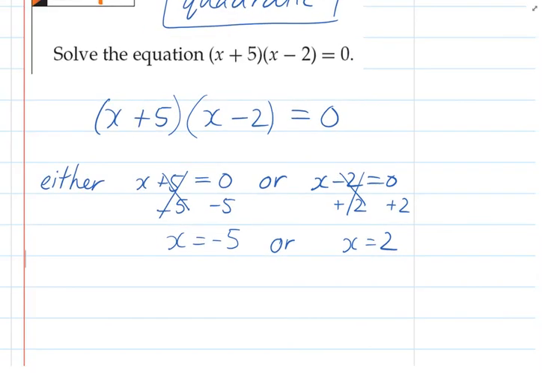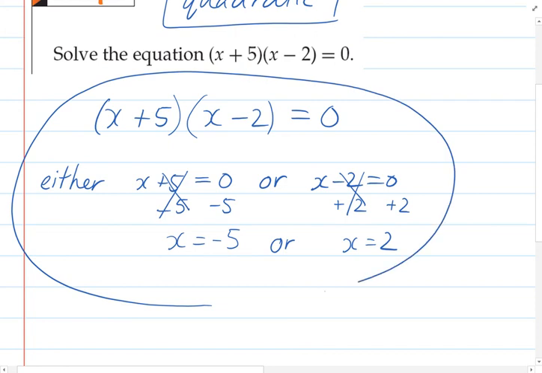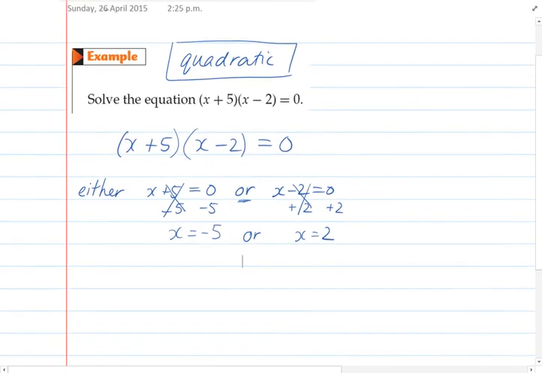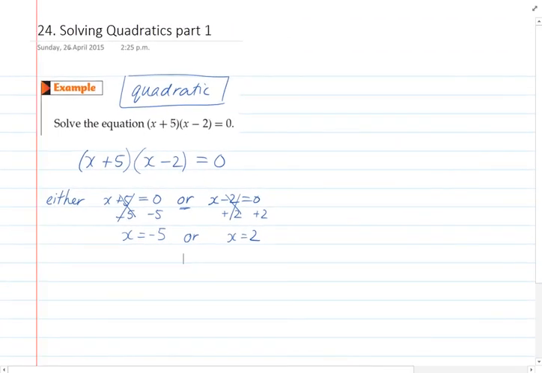So you'll see there that I've got some very clearly set out work. You need to do your working exactly like that as well, and make sure that you're saying that either one bracket or the other bracket. So you've got two solutions, and you've got the or there to say, well, it could be either of them. Okay? So a bit of an unusual concept there, but it kind of makes sense, because you should know that any number times 0 is 0.